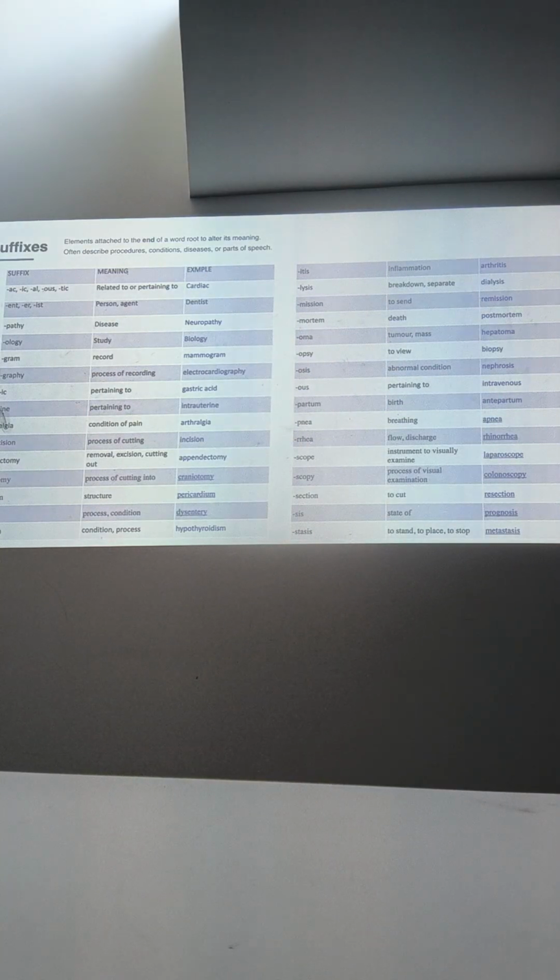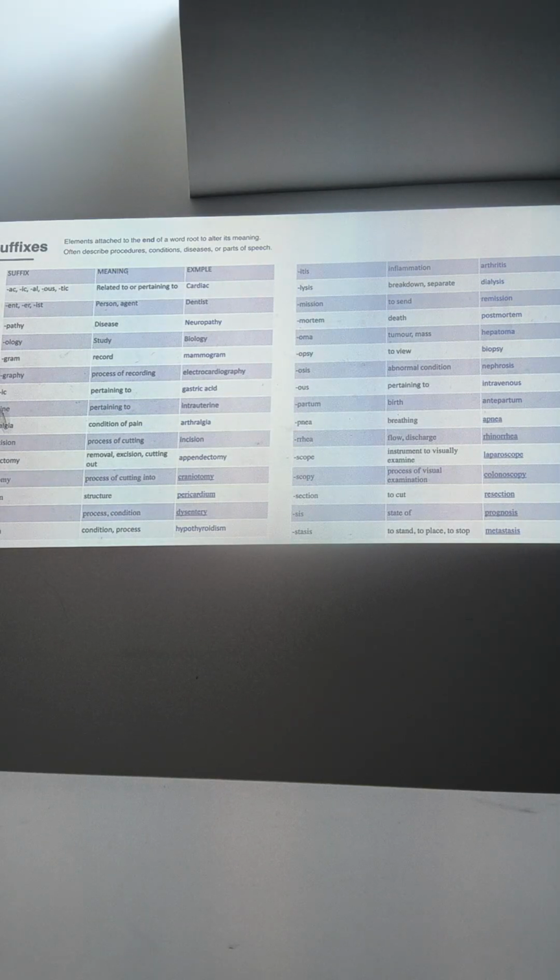The -mission is to send, so remission. Remission is a term you'll see in cancer. So when somebody's tumors are gone or nearly gone, the doctor will say, oh, you're in remission. So that's a really good thing to hear. And that's what everybody loves to hear. And then -mortem is death, so post-mortem, so post-mortem autopsy, after death.